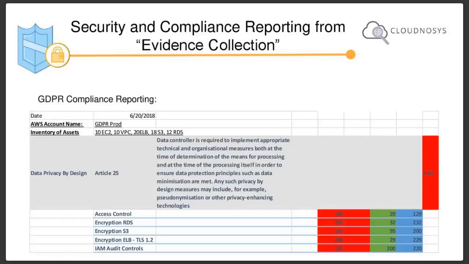So control sets for access control, and that could have multiple tests in it. So I'm showing in red, green, blue. The blue is the total number of tests. So you can tell the auditor, hey, I ran 129 tests and 29 passed and 100 of them failed. But hopefully when he comes around, you'll have that 100 down to maybe 10 failed or less.